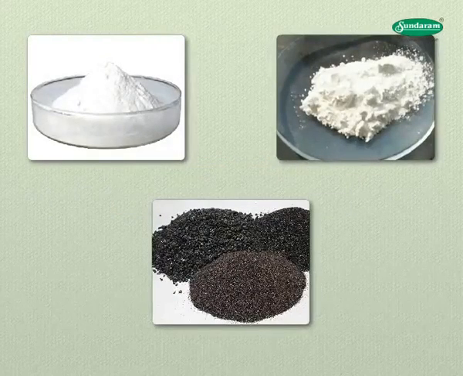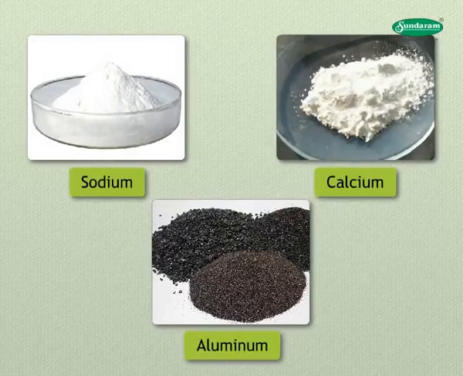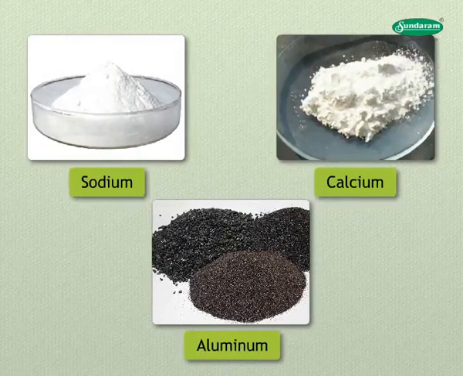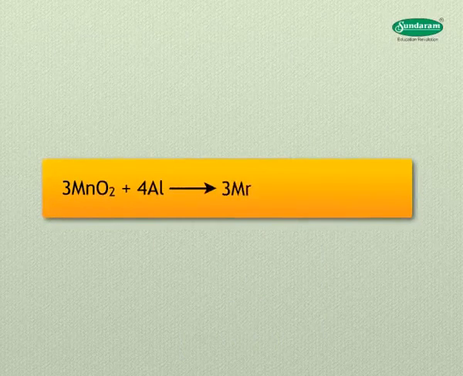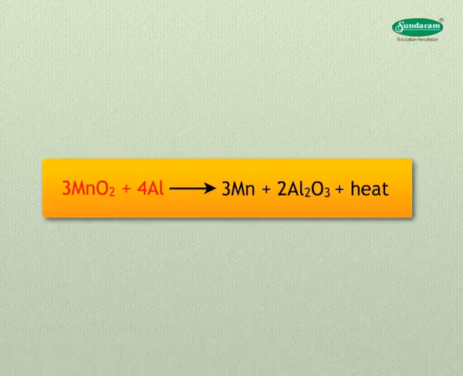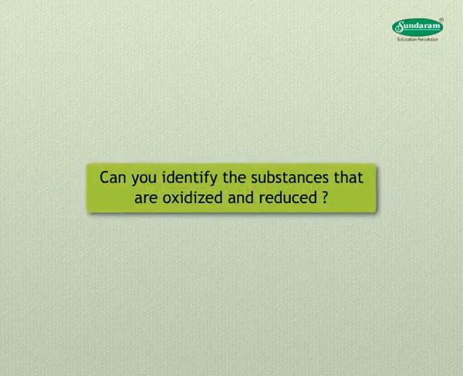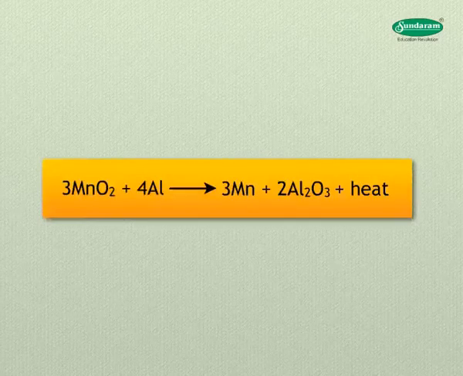Besides using carbon to reduce metal oxides to metals, highly reactive metals like sodium, calcium, aluminium, etc. are also used as reducing agents, because they can displace metals of lower reactivity from their compounds. For example, when manganese dioxide is heated with aluminium powder, the following reaction takes place. 3MnO2 plus 4Al gives 3Mn plus 2Al2O3 plus heat. Can you identify the substances that are oxidized and reduced?